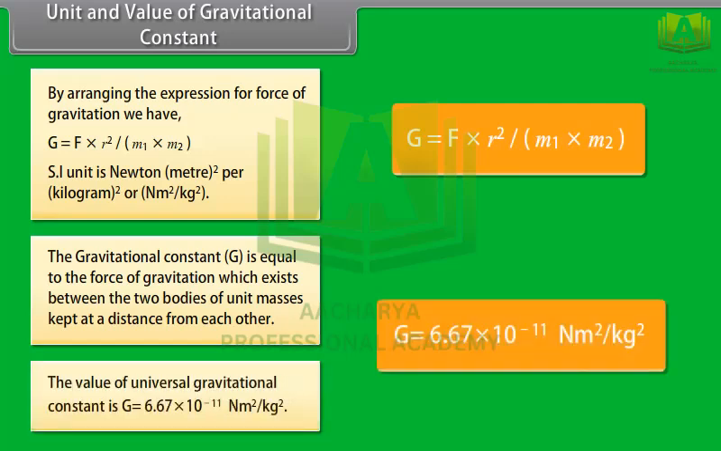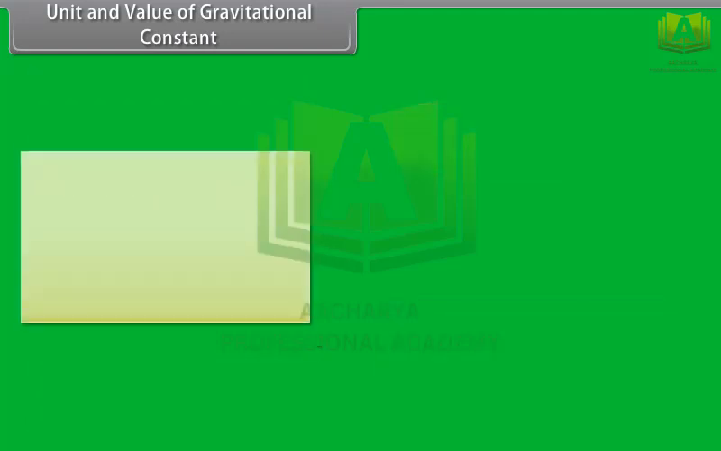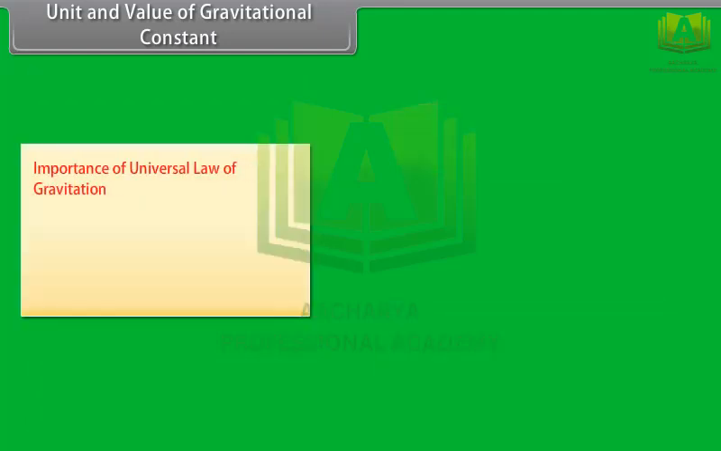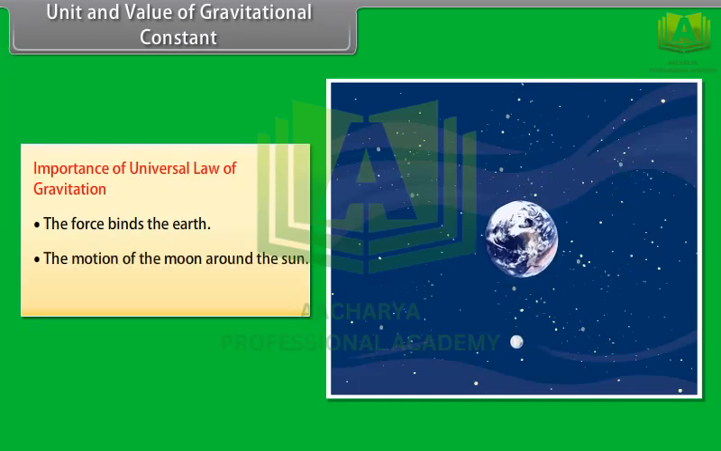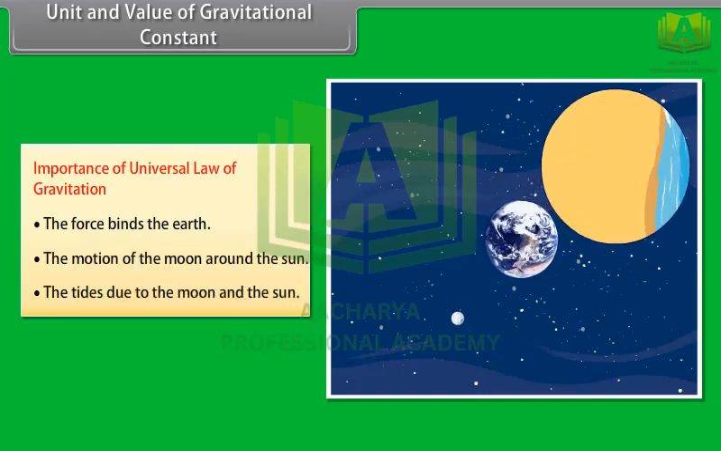The value of universal gravitational constant is G is equal to 6.67 into 10 raised to the power minus 11 Newton meter square per kg square. Importance of universal law of gravitation. The force binds the earth, the motion of the moon around the earth, and the tides due to the moon and the sun.